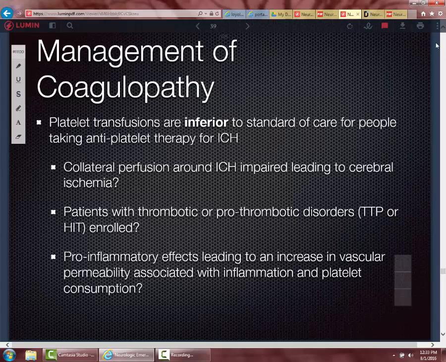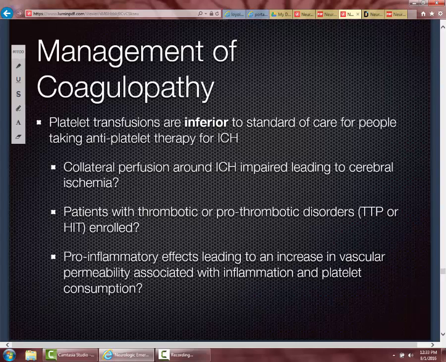So this is something interesting. This trial just came out in May of 2016. Before, there was a lot of controversy about whether you should give platelet transfusions to patients who have ICH and are on Plavix or aspirin or an NSAID. And this trial uniformly showed that it is inferior to standard of care for people taking antiplatelet therapy for ICH.